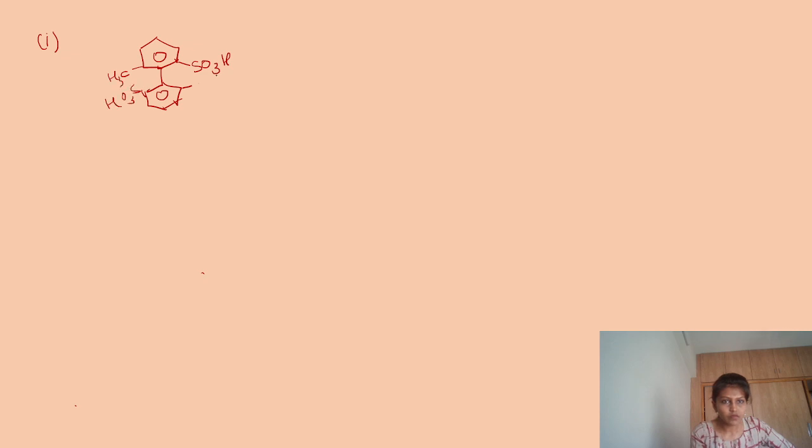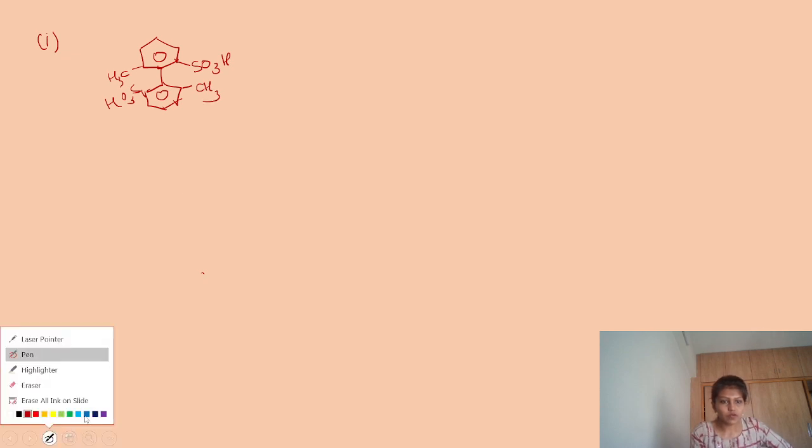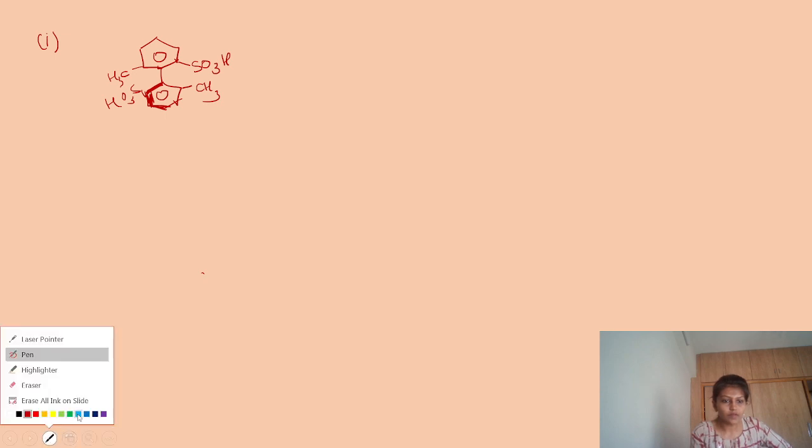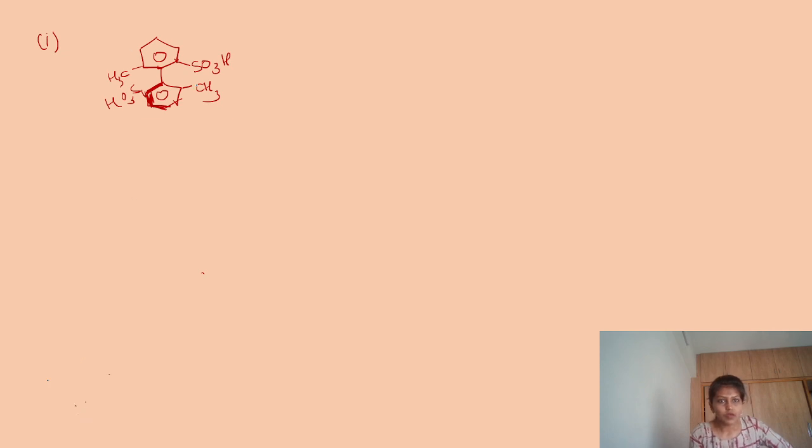SO3H, and this is the methyl, right? We have to find whether the molecule is chiral or achiral. Another thing is that this ring is above the plane and this ring is below the plane, right? Second, you can understand it is below the plane. So this ring must be below the plane, and this is above. First, there will be no plane of symmetry.